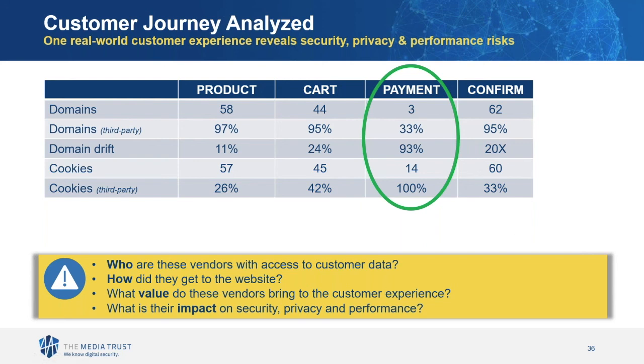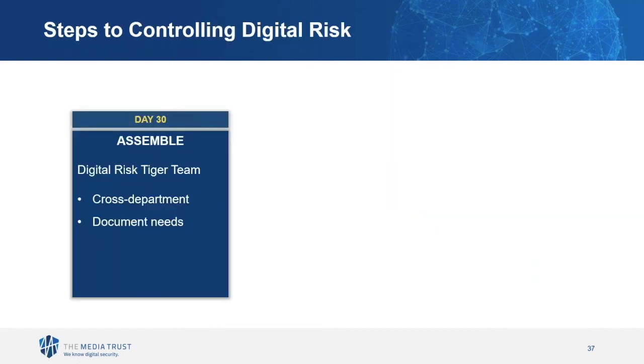So while this page did a good job of keeping their domains and cookies to a minimum on their sensitive pages, in this example, we do have vendors like ClickTail and Facebook on the payment page, which may be needed, but also may not. Again, it's important to understand who's on those pages and why.